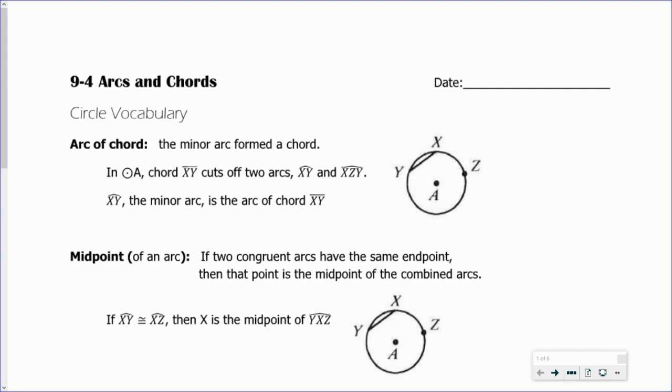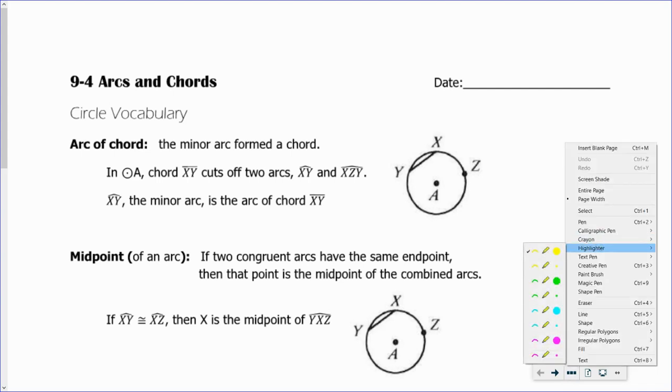So let's get started. First things first, arc of chord is the minor arc formed by a chord. In circle A, chord XY cuts off 2 arcs, arc XY and arc XZY. Arc XY, which is the minor arc, is the arc of chord XY.